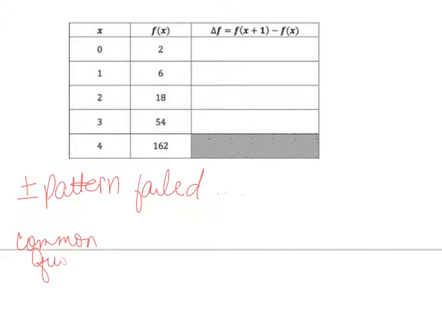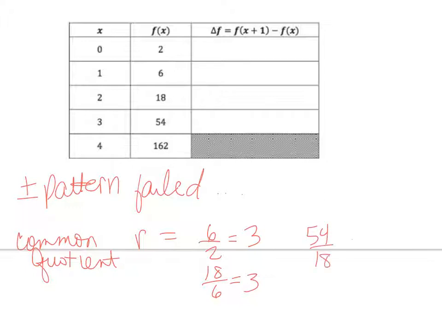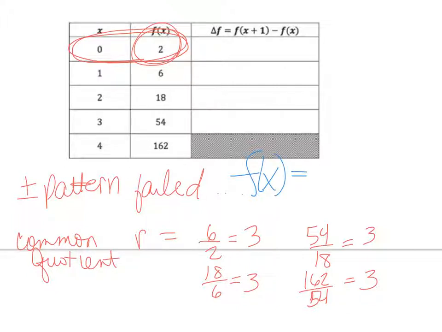If you remember when we learned this, it was the r value. I can do 6 over 2 is 3. 18 over 6 is 3. 54 over 18 is 3. 162 over 54. Guess what it is? You got it, 3. So my r value, my common quotient, is 3. I know what I'm starting out with. That's my initial value. Therefore, f of x equals my initial value, common quotient, to the x. And it works. Works grand.